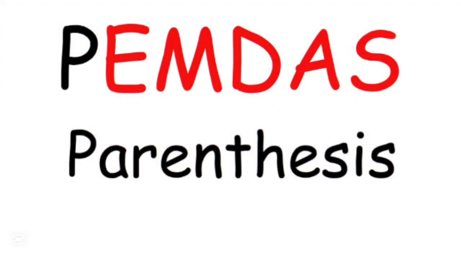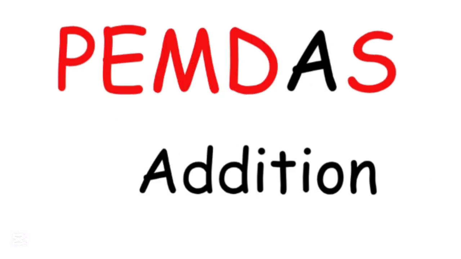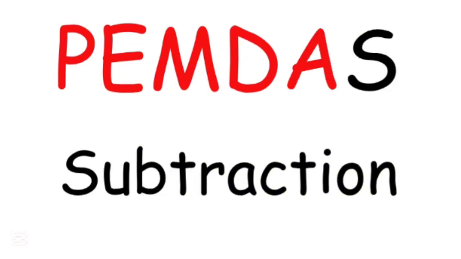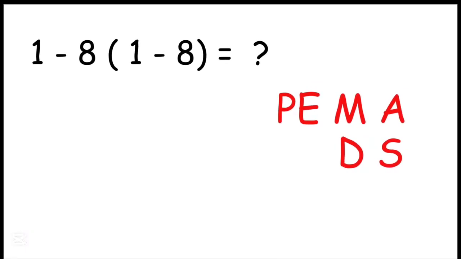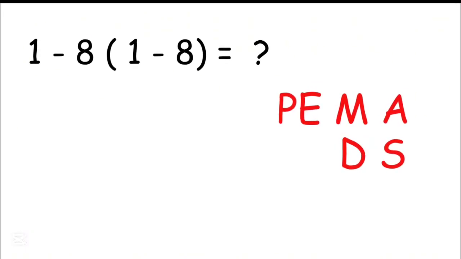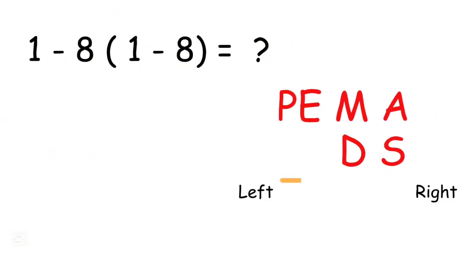is PEMDAS, where priority shifts from left to right, here first we have to solve P, which stands for parentheses, then E, which stands for exponent, then M, which stands for multiplication, then D, which stands for division, after that A, which stands for addition, and lastly S, which stands for subtraction. One thing to keep in mind is that multiplication and division have equal priority, and we have to start from left to right, and the same goes for addition and subtraction. For all such mathematical operations, we have to start from left to right order, okay?